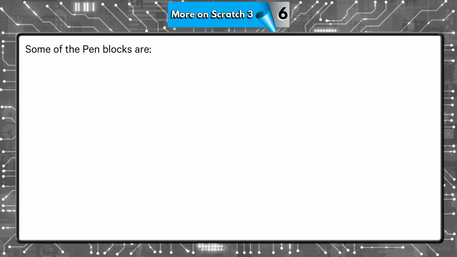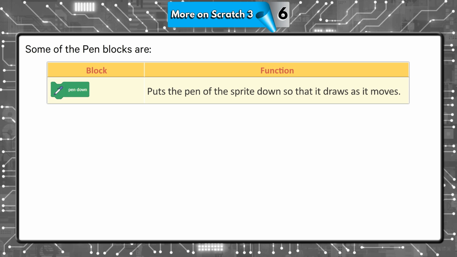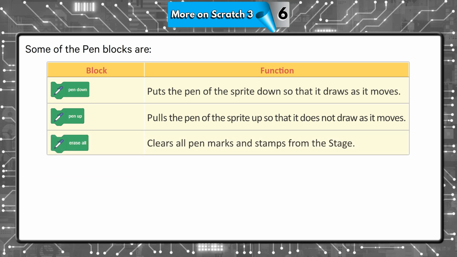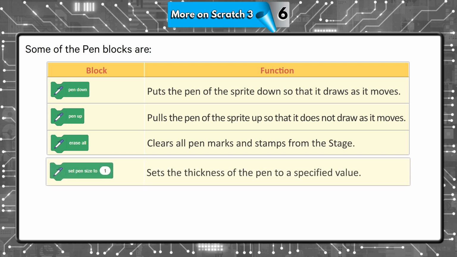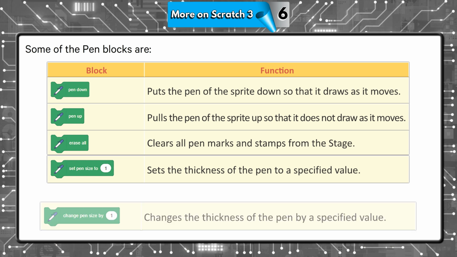Some of the pen blocks are as follows. Block, function. Pen down puts the pen of the sprite down so that it draws as it moves. Pen up pulls the pen of the sprite up so that it does not draw as it moves. Erase all clears all pen marks and stamps from the stage. Block, function. Set pen size to 1 sets the thickness of the pen to a specified value.